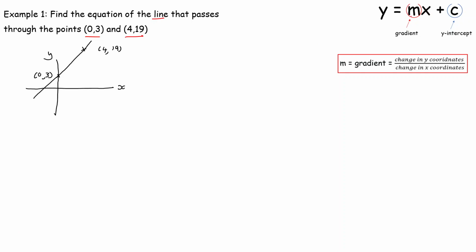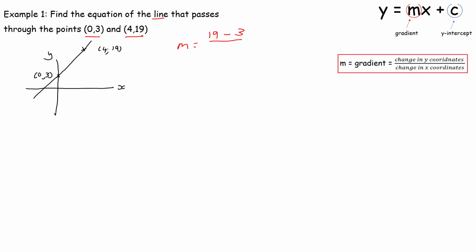Let's begin with the gradient, m, where m is your change in the y-coordinates over the change in the x-coordinates. If I begin with this coordinate first, my y-coordinate here is 19. Change, meaning take away, my other y-coordinate, which is 3. I could have started with the other coordinate and done 3 take away 19, which is fine, but then you get negative answers and you've got to deal with that at the end. So let's try and keep it easier for ourselves. And it's being divided by the change in the x-coordinates.